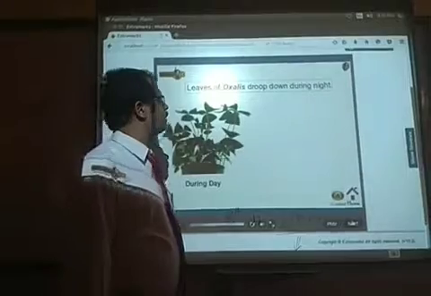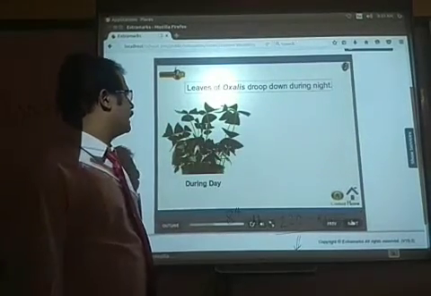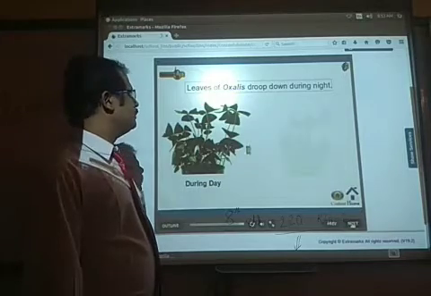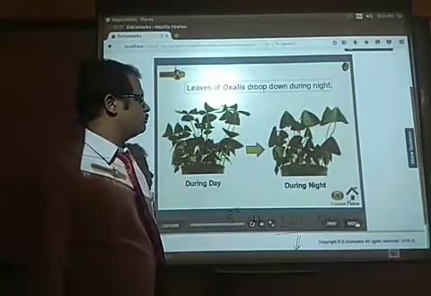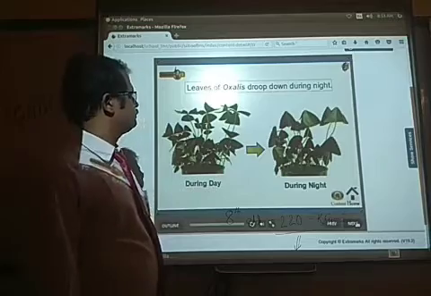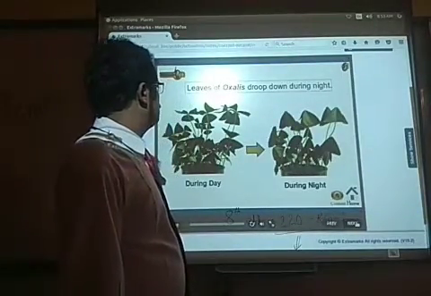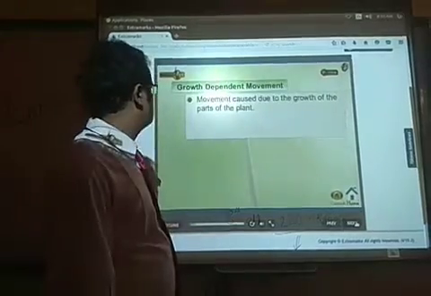Leaves of the plant drop down during night. This is another example: at night, the leaves also drop down. These are also examples of movement in plants.